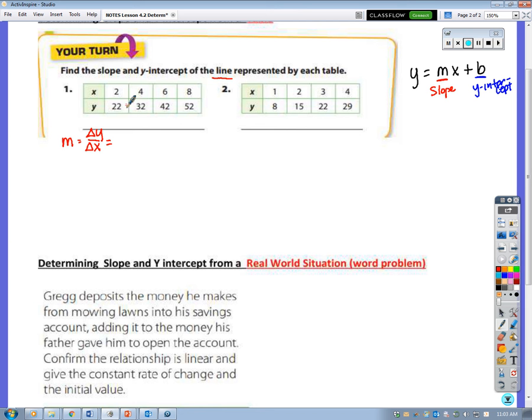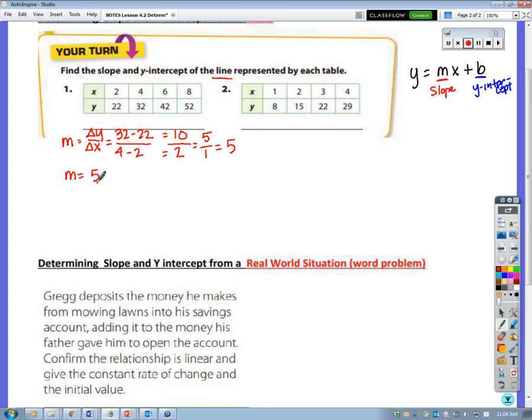So I'm going to find the difference in y values here. And I'm just going to pick these two. And I'm going to go 32 minus 22 equals 10. That's my difference in y values. And then I'm going to find my difference in x values, my change in x, which is 4 minus 2, and make sure that these are matching. So they're matching here. And that's 2. So I've got 10 over 2 for a slope, or rate of change, and I'm going to simplify that. 10 over 2 simplifies to 5 over 1, which simplifies to just 5. So my slope is 5.